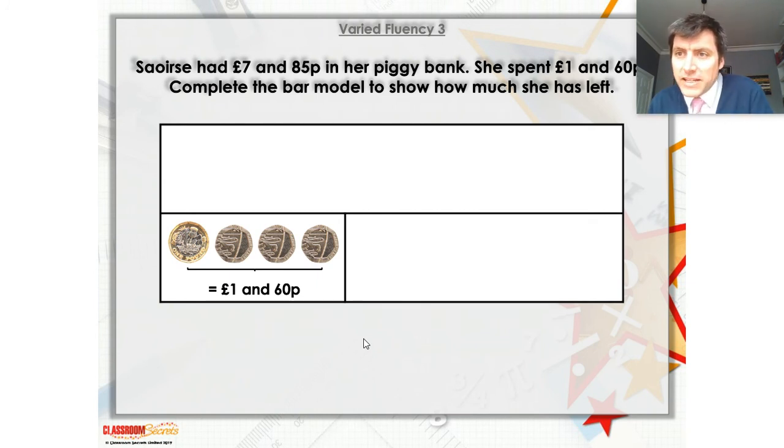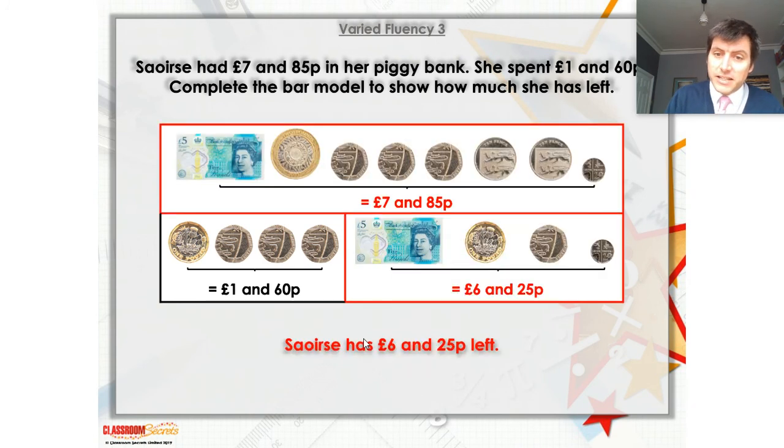So how much does she spend, Darcy? Yeah, she spent £1.60. So that's why that's in the smaller section. What we're trying to identify is how much is left in that second box next to the £1.60. What we do is we subtract £1.60 from £7.85, and then we identify that it is £6.25.